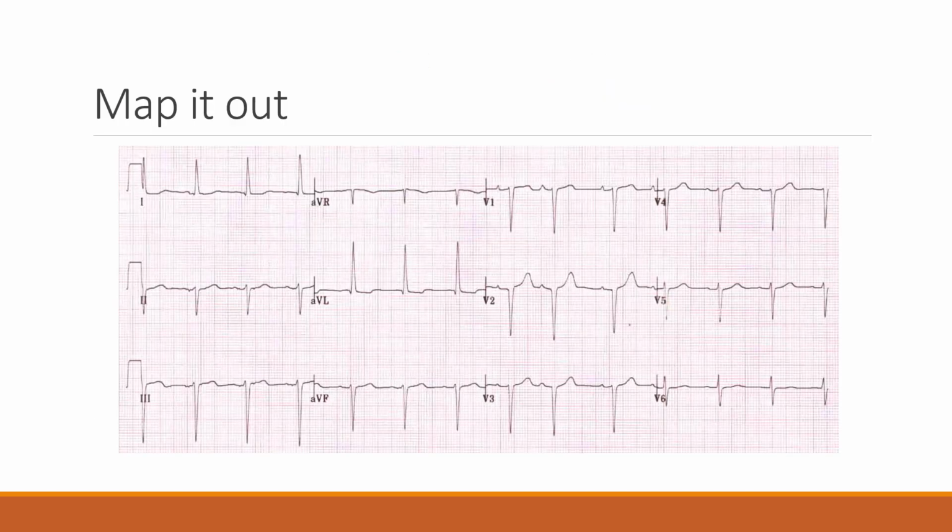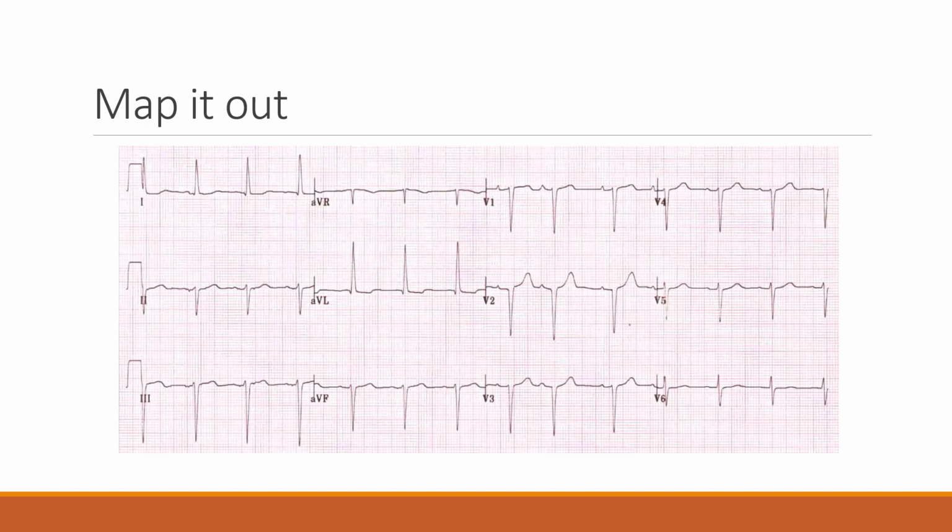Right, so let's do some practice here. We're going to map this out on the vertical plane, and on the horizontal plane. So let's start with the hexaxial leads: 1, 2, 3, AVR, AVL, AVF. I'm looking at my waveforms, up and down, and I notice that it's a little abnormal. Remember, in lead 2, everything is supposed to be up, and instead the QRS is down. And AVL is the most upright QRS complex, and that's not what it's supposed to be, right?